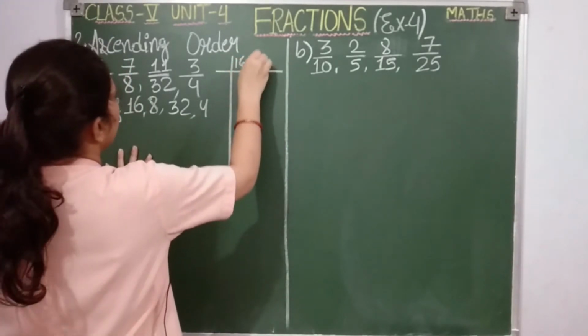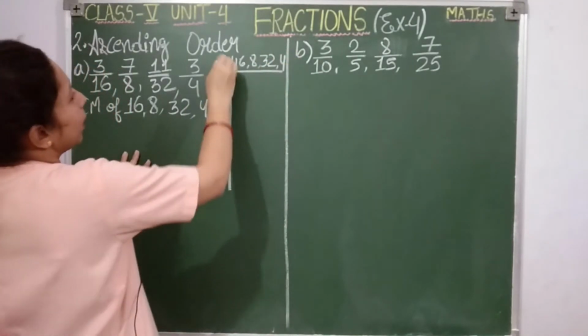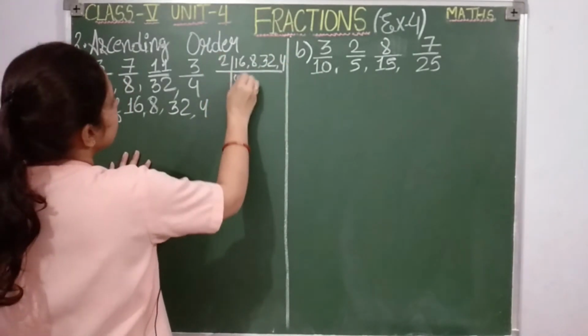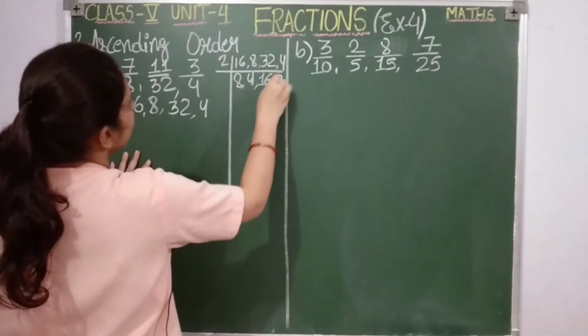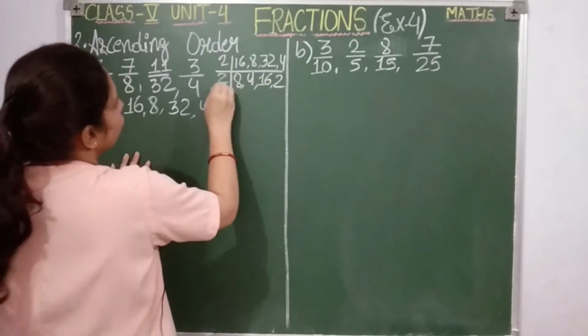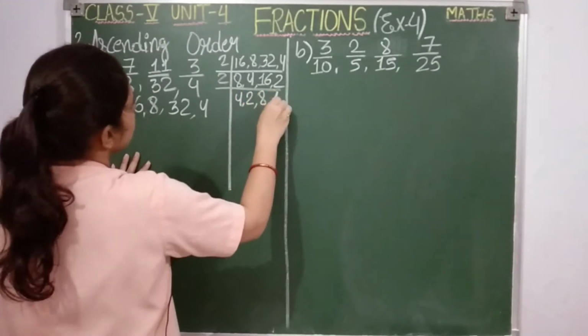16, 8, 32, 4. So let me take 2. Then 2 8s are 16, 2 4s are 8, 2 1s are 2, 2 6s are 12, 2 2s are 4. Clear? Then again 2. 2 4s are 8, 2 2s are 4, 2 8s are 16, 2 1s are 2.